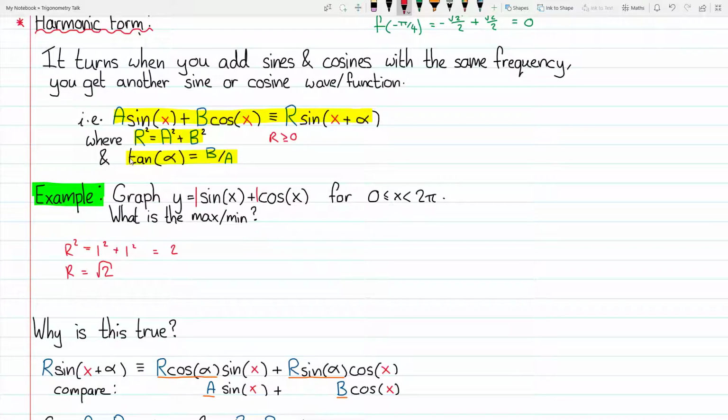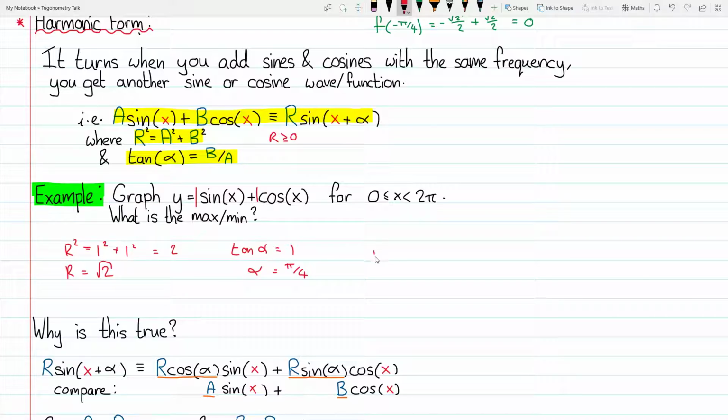Now we can look at what our tangent is. Tangent of alpha equals b over a, which is just 1 over 1, so that equals 1. And so alpha equals, I believe, the square root of 2 over 2. No. It will equal pi over 4. That's me trying to memorize my trig identities.